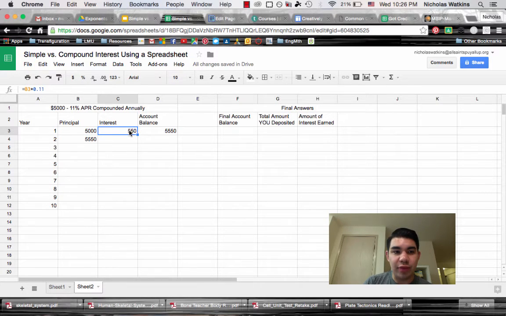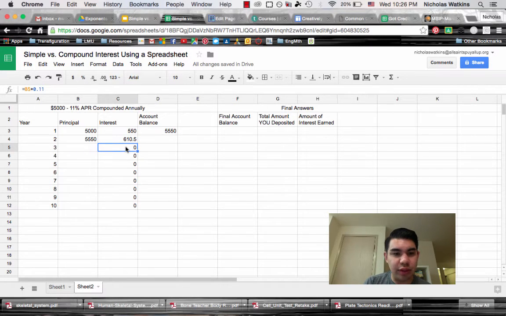So now that we have our formula, what we're going to do is copy this formula the whole way down. So again, we're going to click on C3, find your little blue square. We're going to click this and drag it all the way to year 10. So you'll notice that we get a lot of zeros.